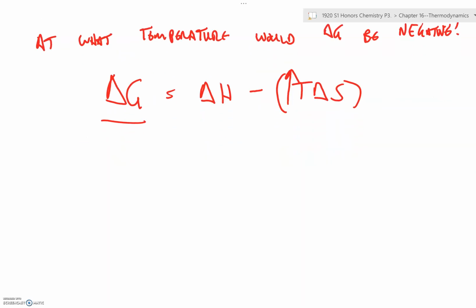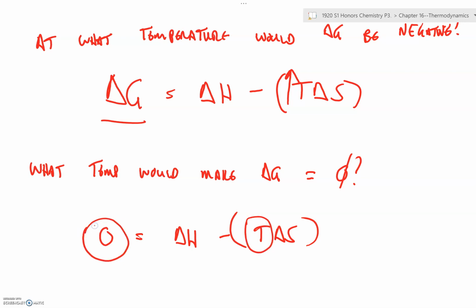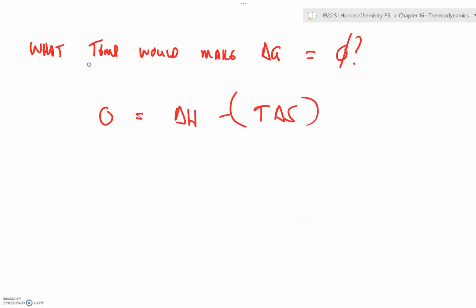So here's how this works. What we want to find is what temperature would make delta G 0. In other words, if we make delta G 0, then what would this temperature have to be? What value would we have to plug into this to make delta G 0? And then, of course, any temperature higher than that would be spontaneous.